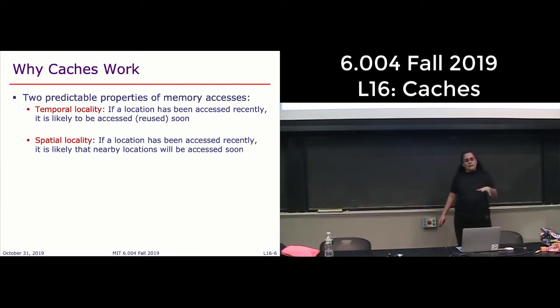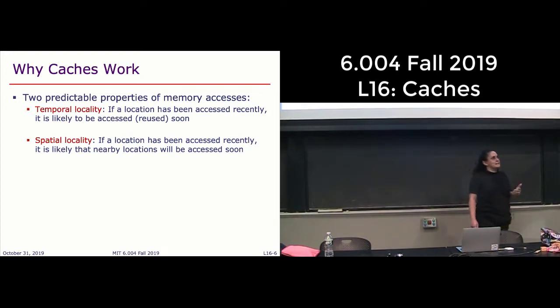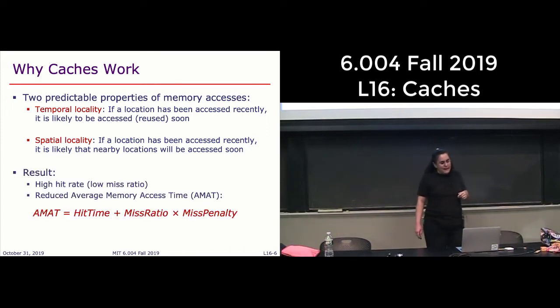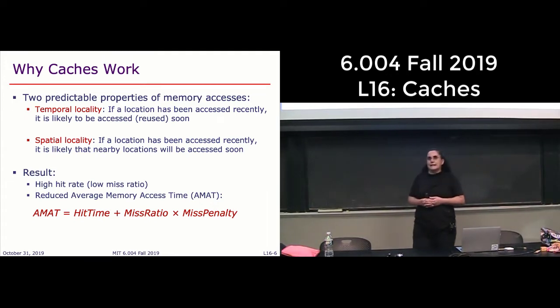And because of these two reasons, caches end up producing a high hit rate, meaning that by using this fact, we're able to make it likely that the next time that we want to access this piece of data, it's actually going to be in the cache, and so we're going to get a hit. And so the result is that what we really care about is our average memory access time. So let's go over how we compute the average memory access time.